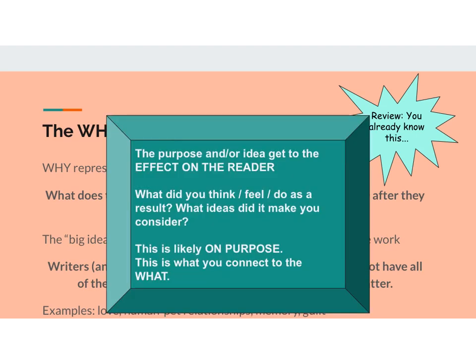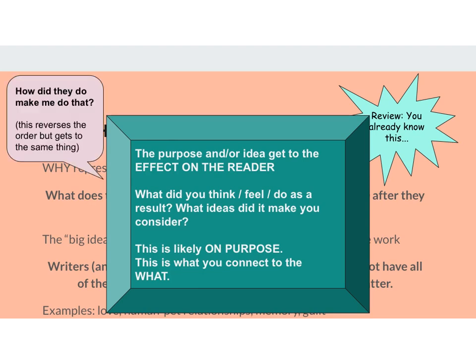This purpose and idea get to the effect on the reader. So if you ask yourself, what did I think, feel, or do as a result? What ideas did it make me consider? Did it make me reconsider relationships that I have, or the way that I see something in the world, or did I notice something new? What is that idea that occurred to me as I was reading? Then consider that that's likely on purpose. That is what you're going to connect to what the author has done.